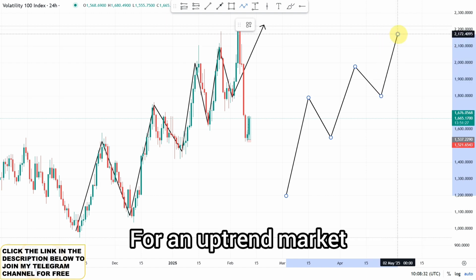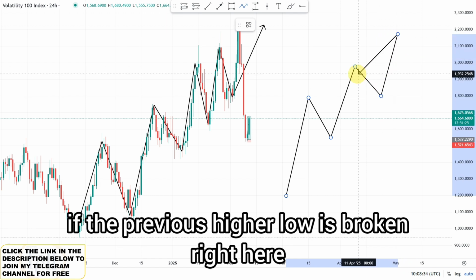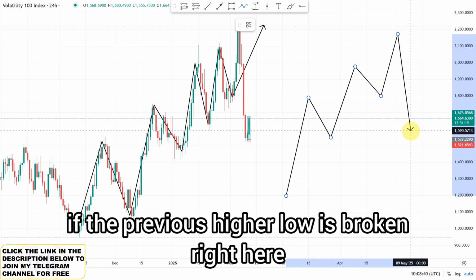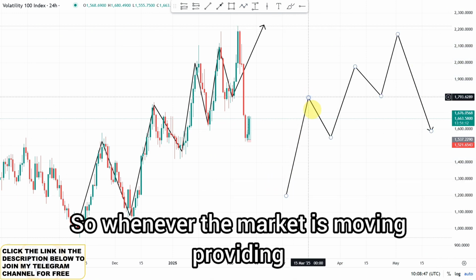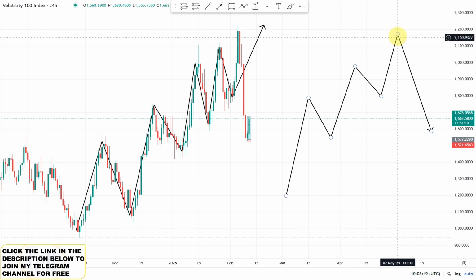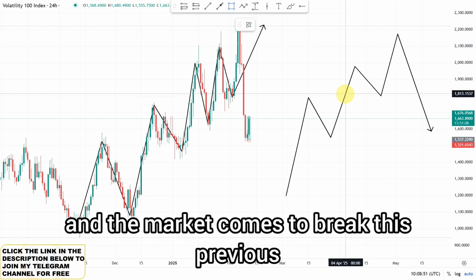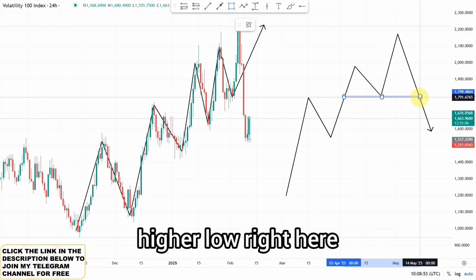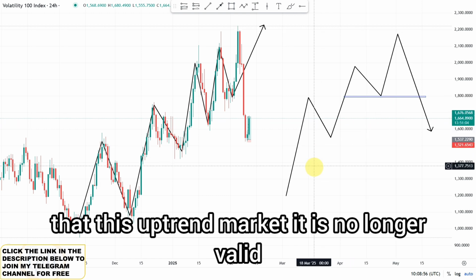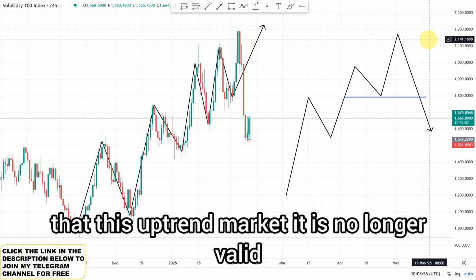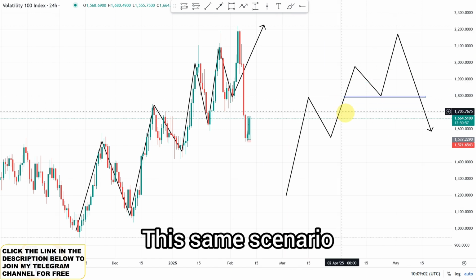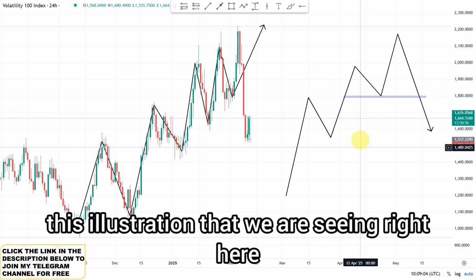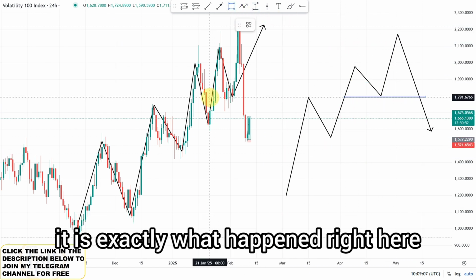For an uptrend market, the uptrend is said to be over if the previous higher low is broken right here. So whenever the market is moving, providing you with series of higher highs and higher lows, and the market comes to break this previous higher low right here, then you have to understand that this uptrend market is no longer valid, like the trend has already been broken. This same scenario, this illustration that we are seeing right here, is exactly what happened right here.